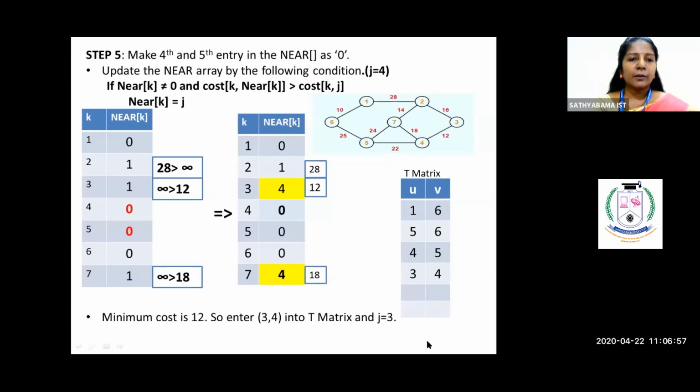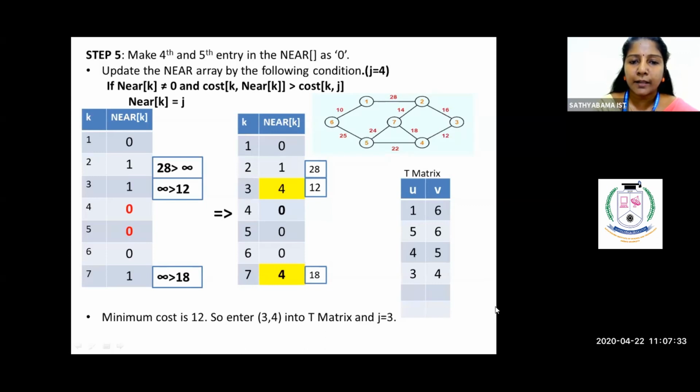Now the next non-zero entry in the near array is the 7th one. The edge cost of 7, 1 is infinity. And k, j: the k value is 7 and the j value is 4. 7, 4 is 18. Infinity is greater than 18, so the condition is satisfied. If the condition is satisfied, the j value is updated in the near of k in the updated array. Now this job is done.